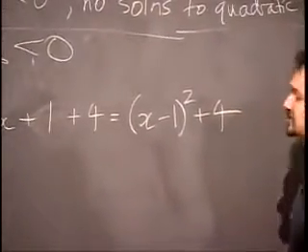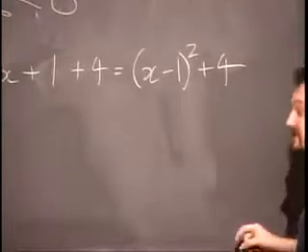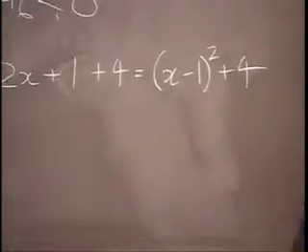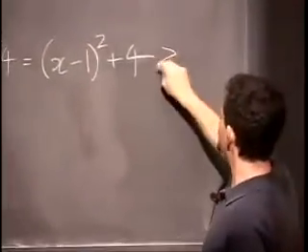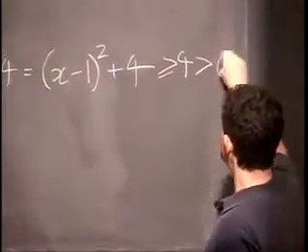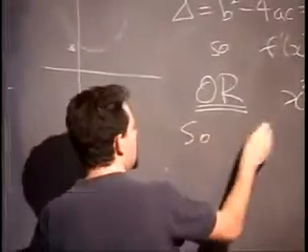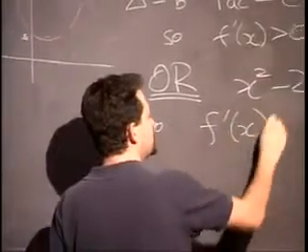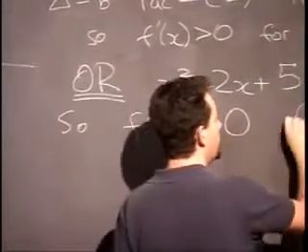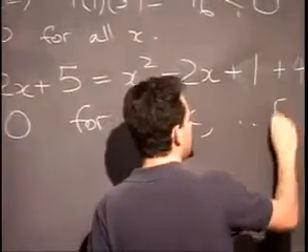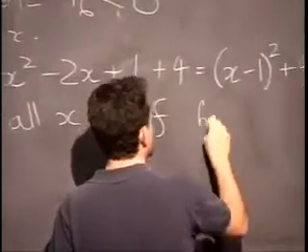And if you write it in this form, remember this is the derivative of the original function. If you write it in this form, you see that it's 4 plus something squared. So in fact, this must be at least 4, which of course is positive. And that's true for all x. So we have shown that the derivative is positive for all x. Therefore, f has an inverse.